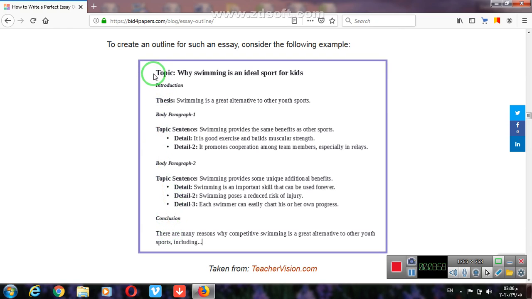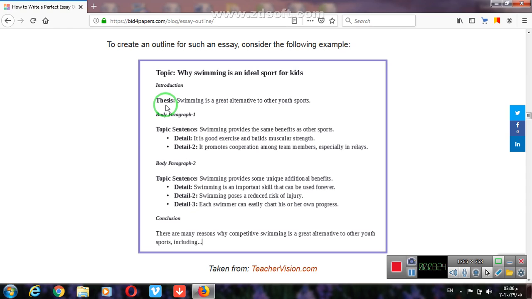Okay, so you can use it at any time you want to write a persuasive essay. You start with the topic. Each essay, my students, must have a topic, and the topic here is about why swimming is an ideal sport for kids. You write the topic. Because each essay must have a topic, as I mentioned before, you start with the introduction, and the introduction needs a thesis statement. Okay, what is your essay about?